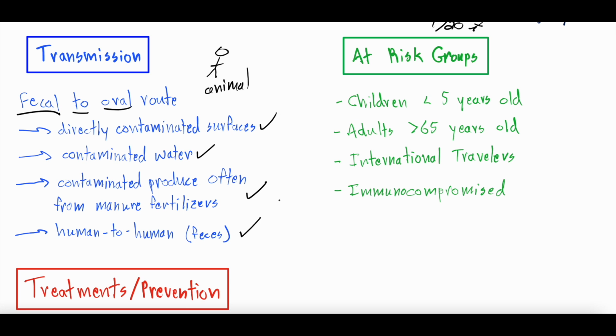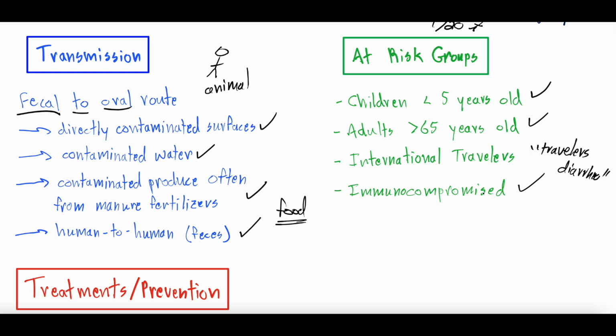The outbreaks we see are most often foodborne. We're eating food that is contaminated and that's not well washed or what have you. And the at-risk groups, the people who are most affected by this, are the young, the old, the immunocompromised, and then international travelers who maybe are exposed to strains of E. coli they aren't often exposed to, right? That kind of quote-unquote traveler's diarrhea that people talk about.